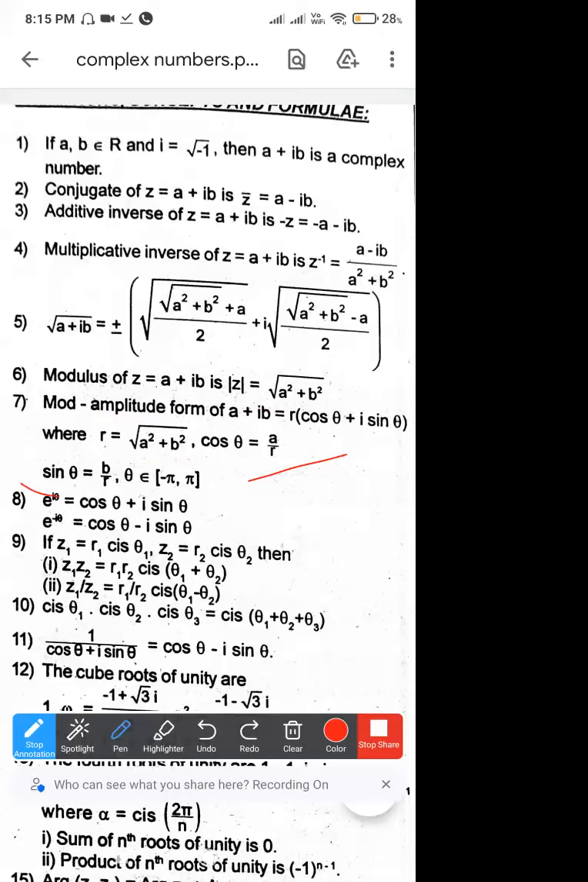Now it can also be represented in the form of e power. If they gave you the value of theta, let's say theta is equal to 30, then instead of telling cos 30 plus i sin 30, they will just tell you e power i 30. Then you must understand that they are trying to tell you cos 30 plus i sin 30. Then if there is minus in between, then e power minus i theta.